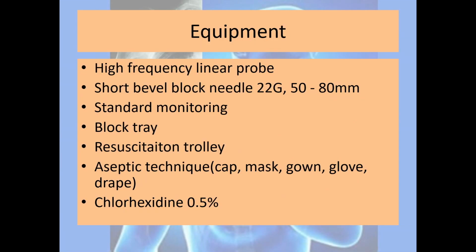So equipment is similar to the interscalene block. We use a high frequency linear probe, but the needle length needs to be a bit longer. We usually pick between 80 mm to 100 mm. You can also use 50 mm in smaller patients.